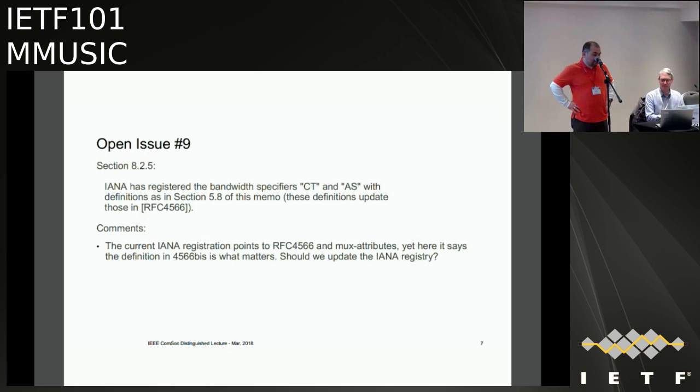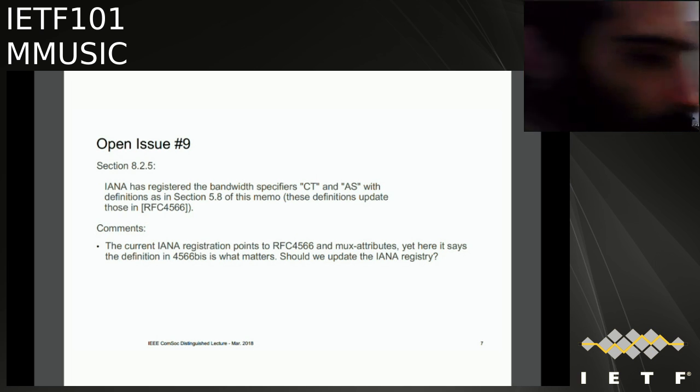The mux attributes draft is going to be an RFC sooner than our draft. So should we rather just let it go with that draft? Or should we ask IANA to refer to that RFC? Or should we ask it to refer to our draft?